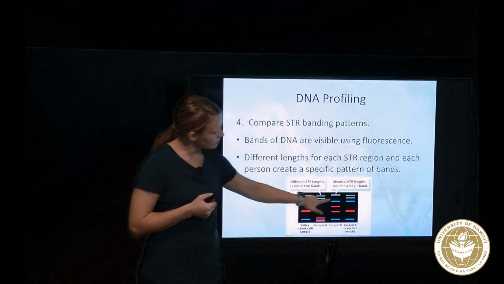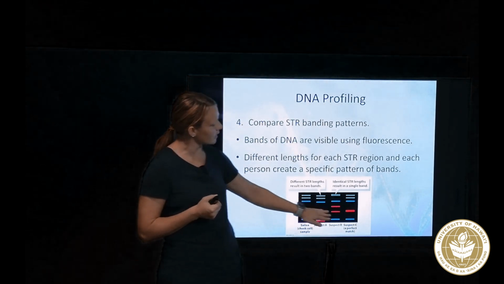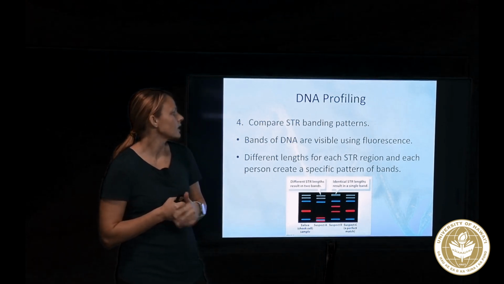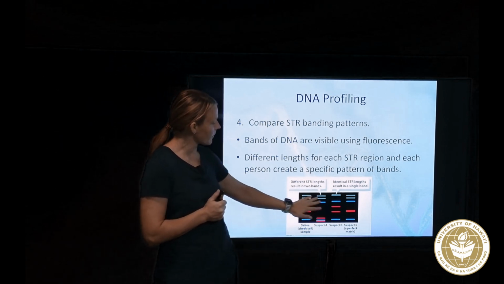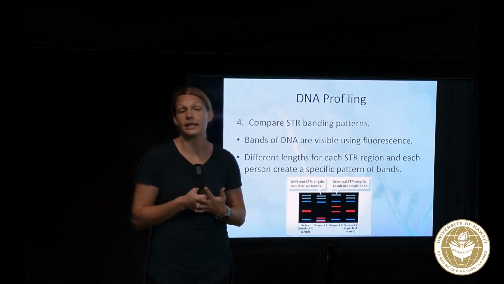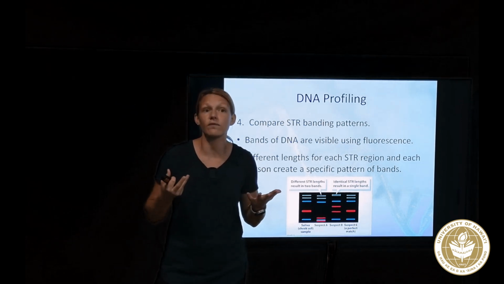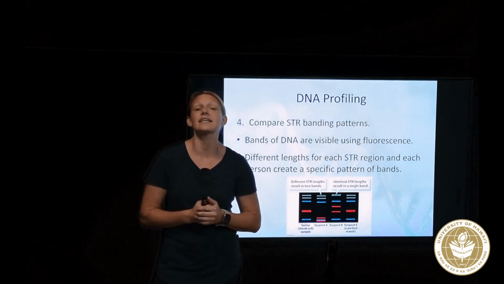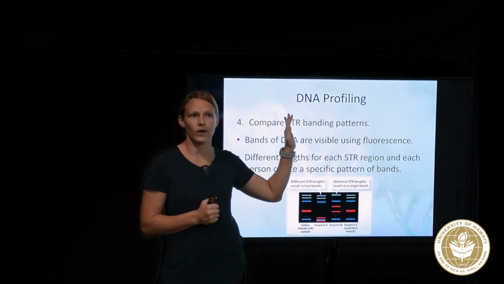You then continue on to the blue, matches, green, matches, right? So all of these STRs match perfectly with suspect C. They are a perfect match here. So the different lengths for each STR region and each person create this specific pattern of bands. So again, when visualized with a detection technique known as fluorescence, this is the same type of light that you see released from a glowing jellyfish. The separated segments of DNA create a specific pattern of bands that is unique to every single person. And this pattern is the person's DNA profile.